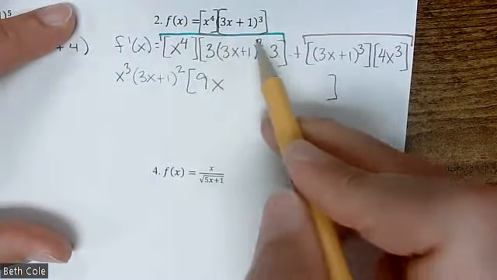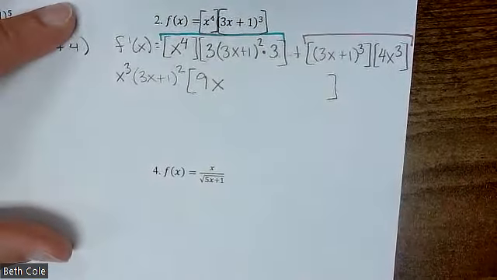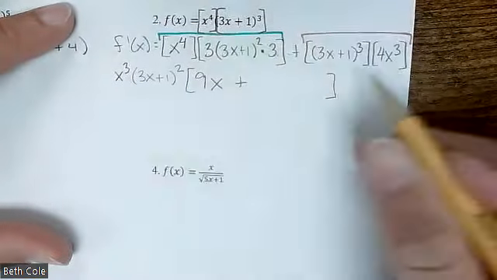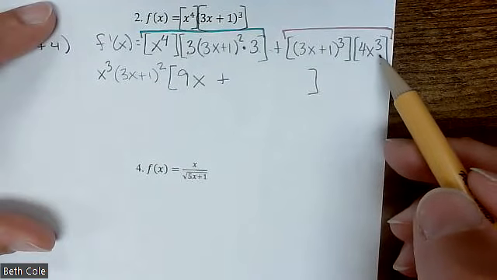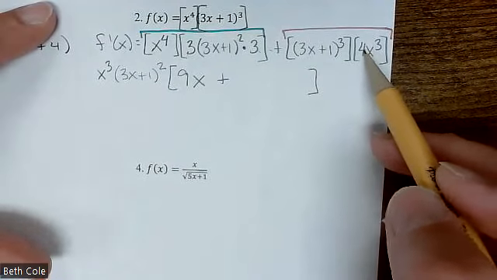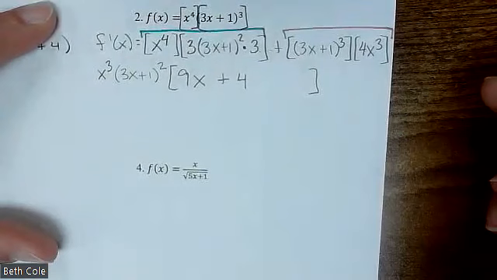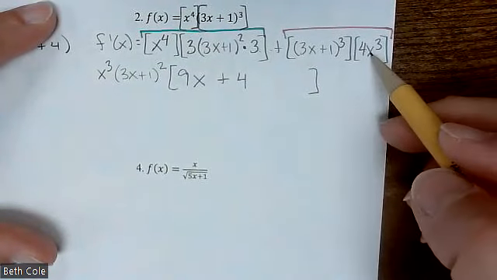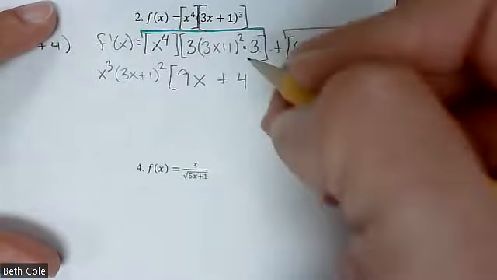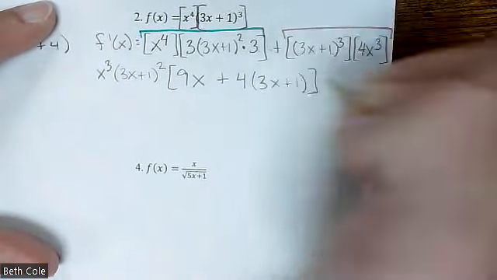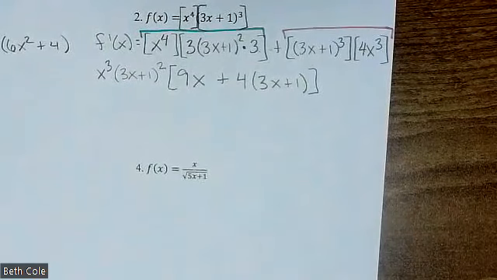Because we took the 3x plus 1 squared, that's gone. Okay, plus, now we're on to the pink one here. What's left in that one? A 4 is still there. We took the x to the third, so that's gone, but what else? We still have a 3x plus 1. And I'll go ahead and let us stop there.